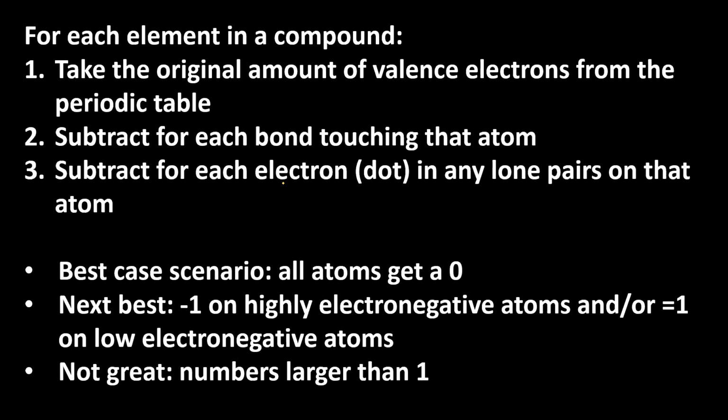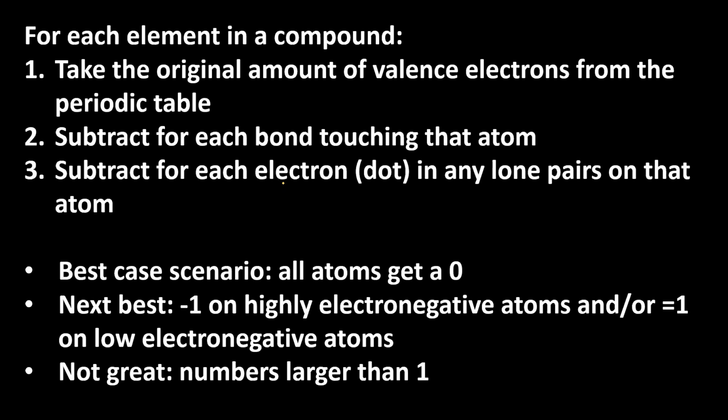We are taking our valence electrons from the periodic table, but we're subtracting for every bond that touches that particular element. So again, one element at a time. And then watch this very carefully. Step 3 is very unusual. So far, we've been counting electrons in pairs, lone pairs. Here with formal charge, they count individually. So dot by dot, you're going to be counting them with formal charge.